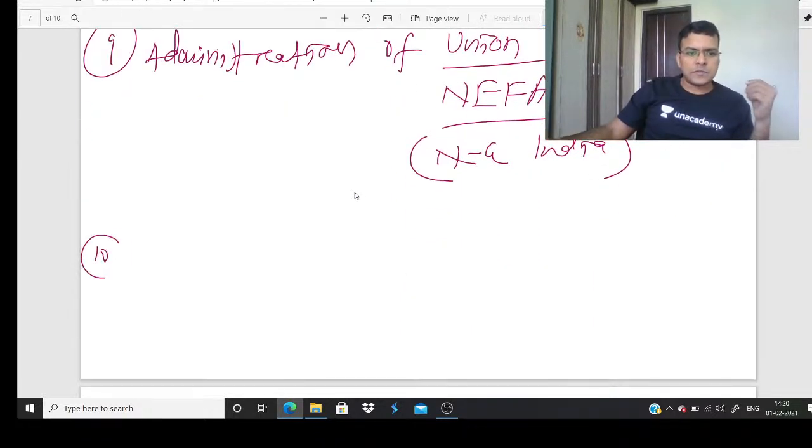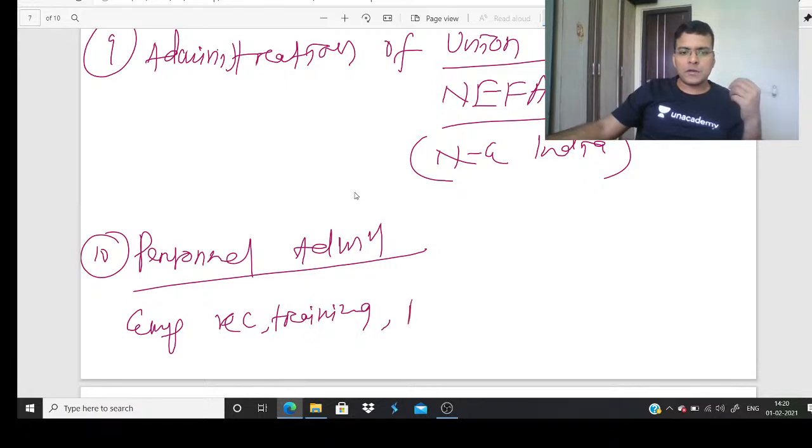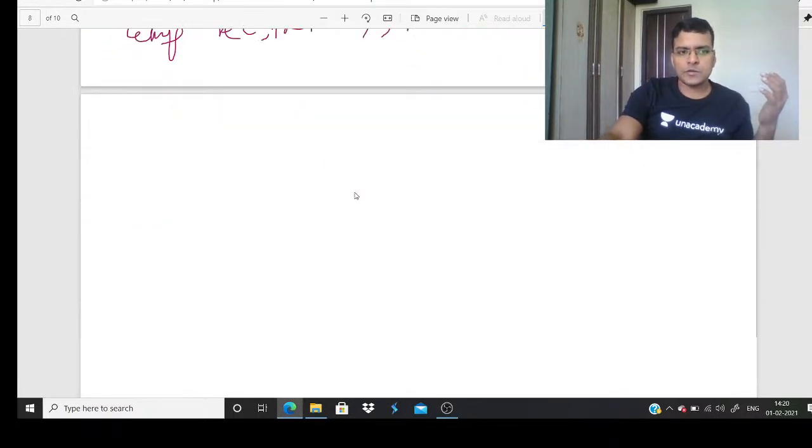Next is personnel administration. Personnel administration means reforming the way of employee recruitment, training, promotion, all these things. It suggests many methods to improve its efficiency.